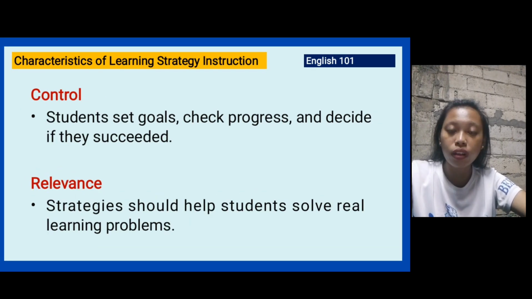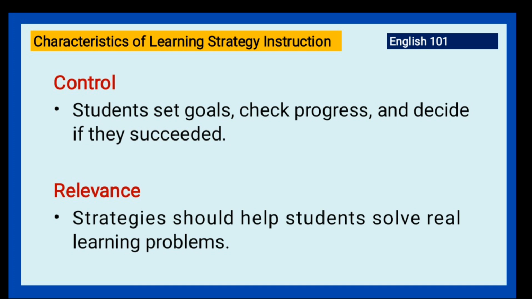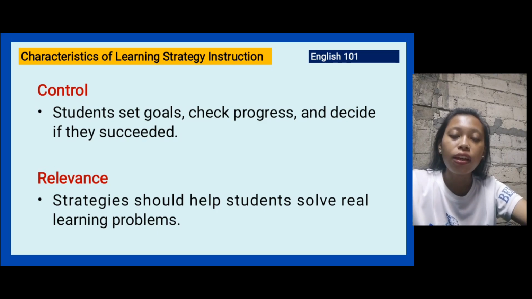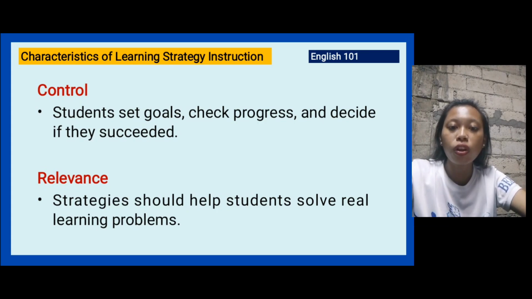Next is control. Students set goals, check progress, and decide if they succeeded. Here, students take responsibility for their learning by setting goals, tracking progress, and judging their results. Example, students set a goal to learn 10 new English words a day, check progress every week, and evaluate how well they remembered them. That's an example.